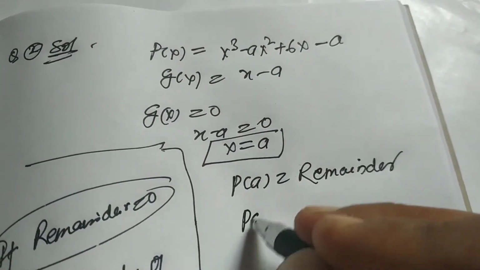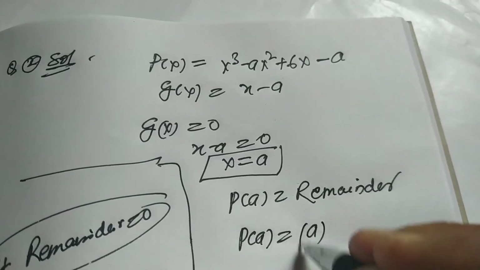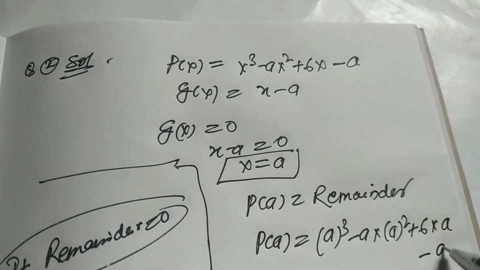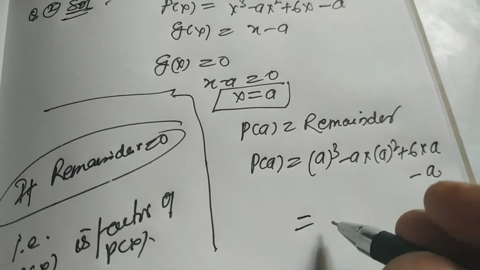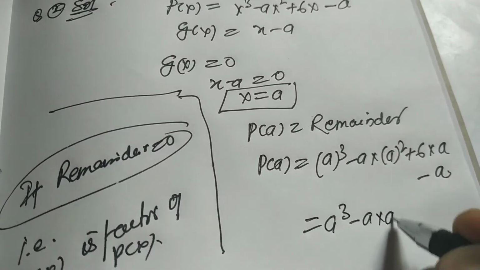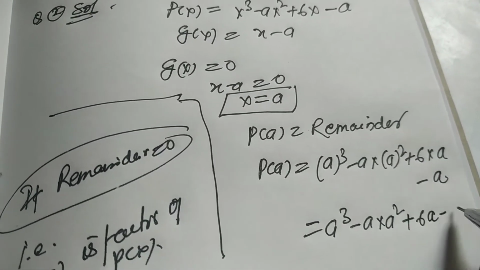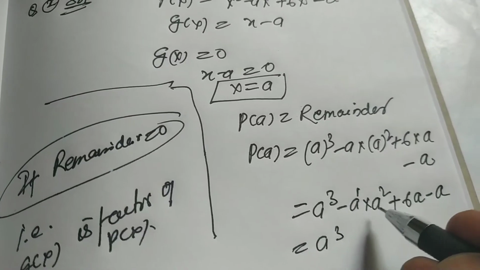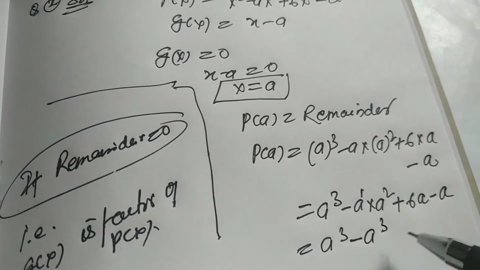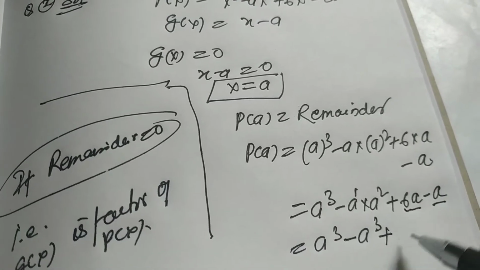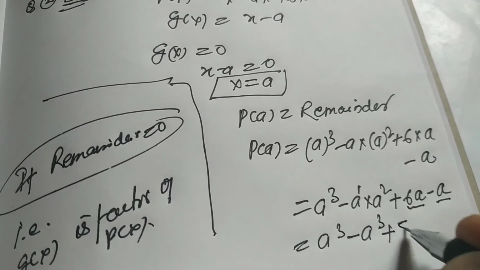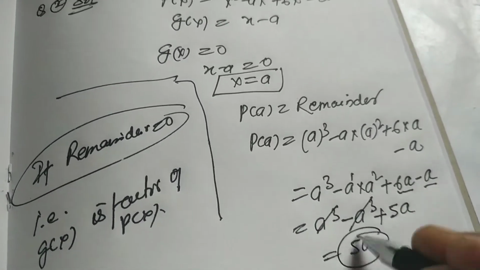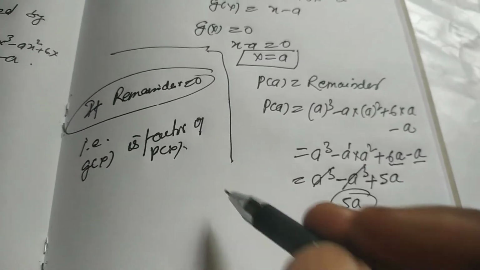Now put the value of a in this polynomial. This is a cube minus a into a square plus 6 into a minus a. This is a cube, a into a square, this is a cube, base are the same, powers will be added. So this is minus a cube plus, this is like term, 6a minus a, 6 chocolate minus 1 chocolate, this is 5 chocolate, this is 5a. And a cube minus a cube cancel out, this is equal to 5a. So we have the remainder 5a, right?